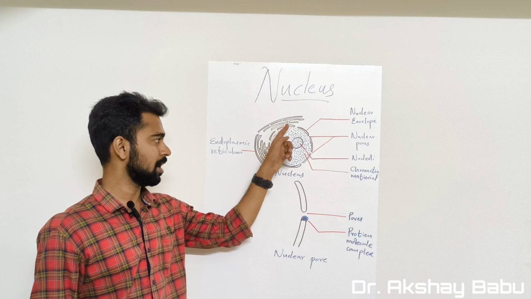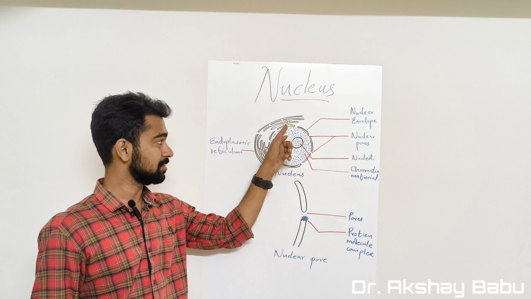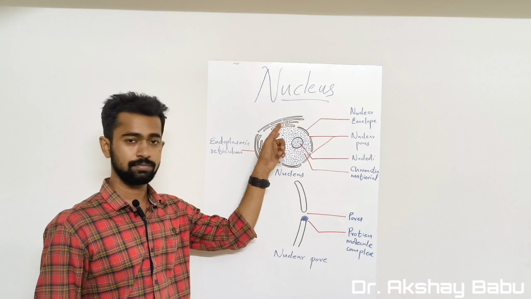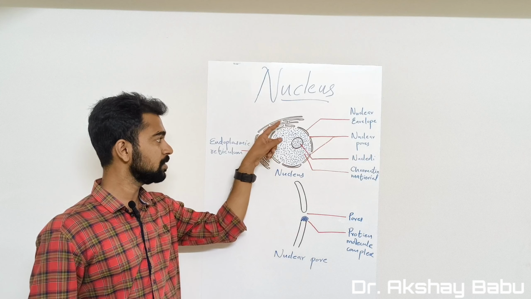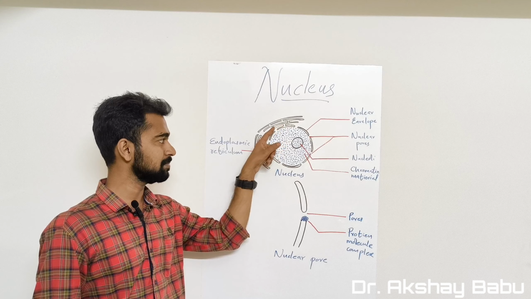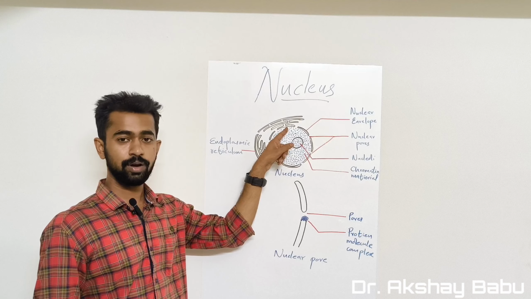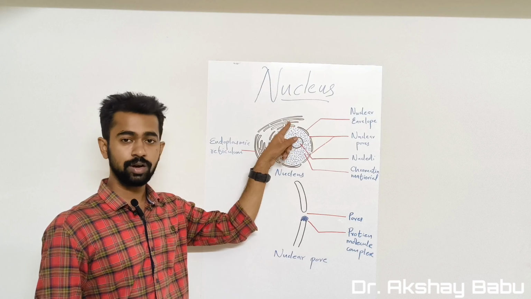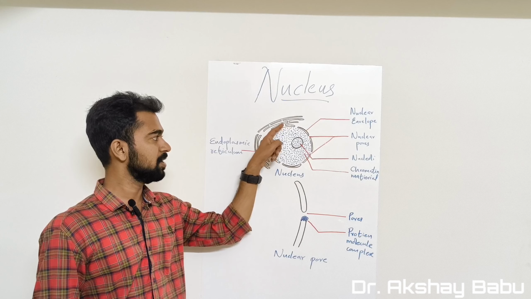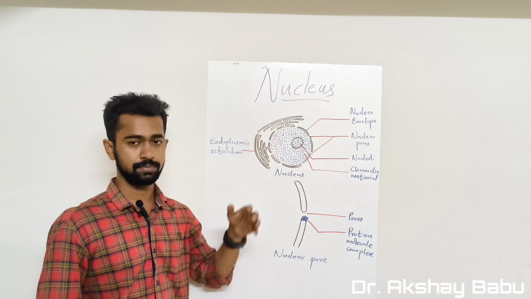You can see this is the outer nuclear membrane, and this outer nuclear membrane is continuous with this endoplasmic reticulum of the cell. Whereas the space between these two nuclear membranes is also continuous with the endoplasmic matrix in this endoplasmic reticulum. You can see this is the inner nuclear membrane and this is the outer nuclear membrane. The space between these two nuclear membranes is continuous with the matrix which is present in this endoplasmic reticulum.